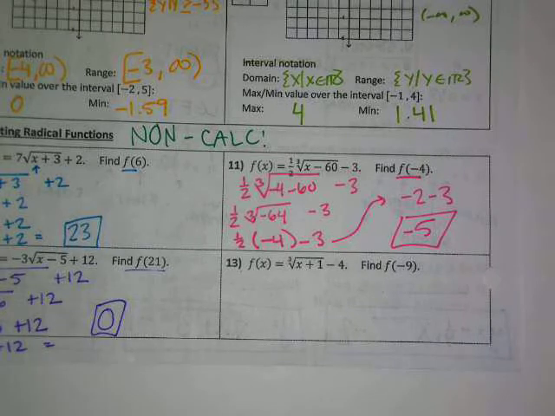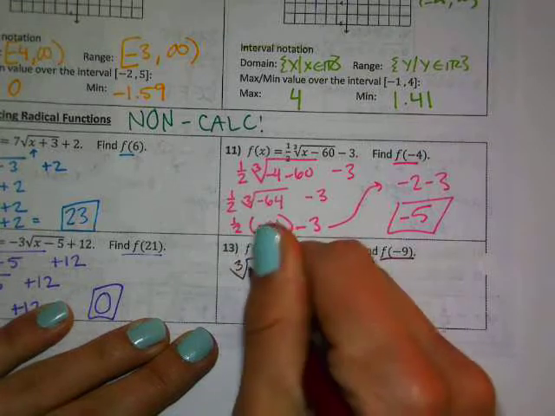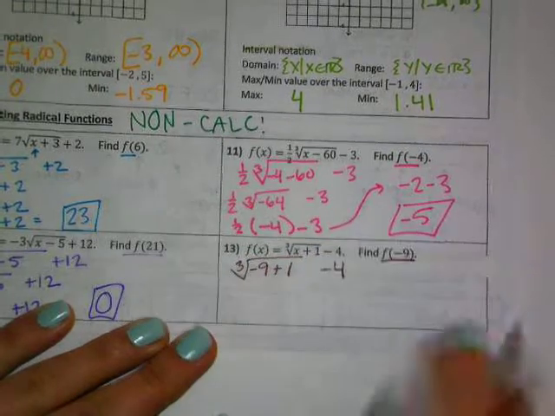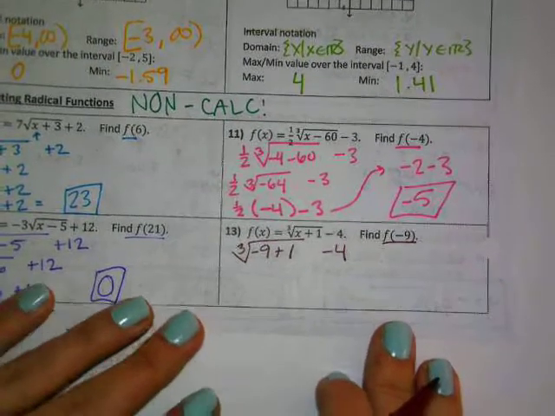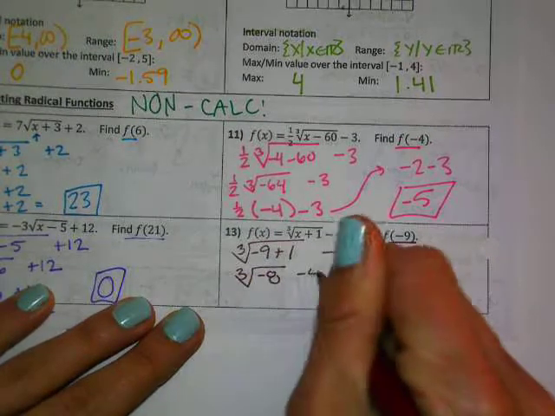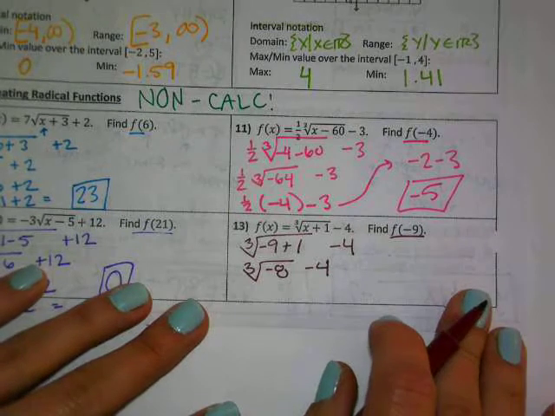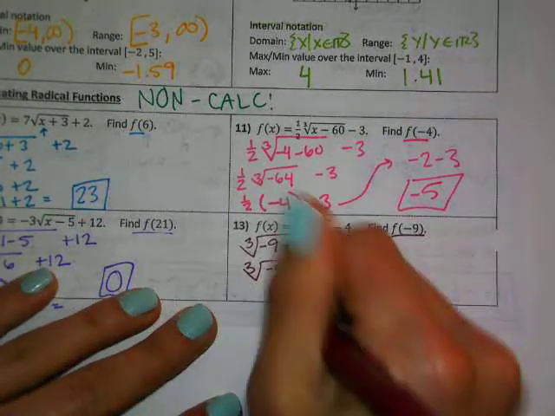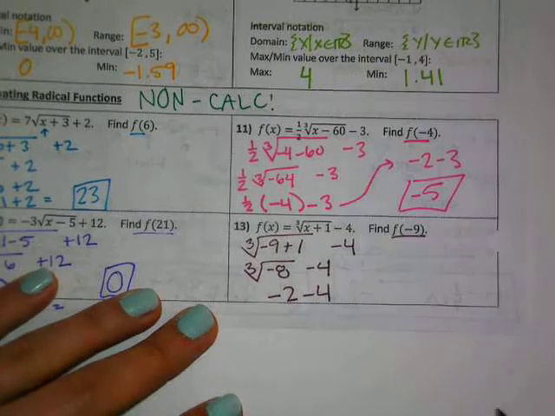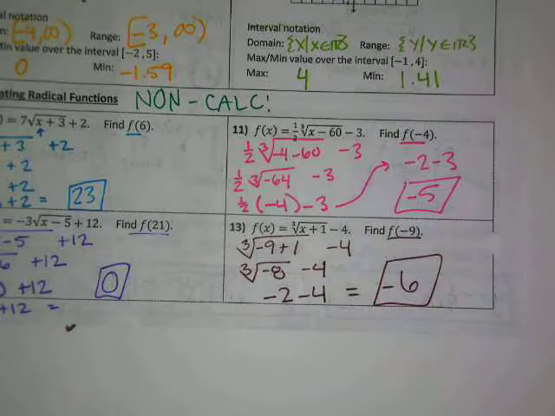All right, one more. What am I plugging in for x? -9. So I have the cube root of -9 plus 1, minus 4. What's -9 plus 1? -8 minus 4. What is the cube root of -8? Close. -2. What is -2 minus 4? -6. Very good.